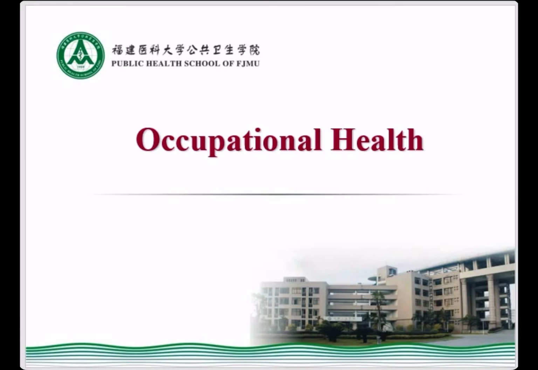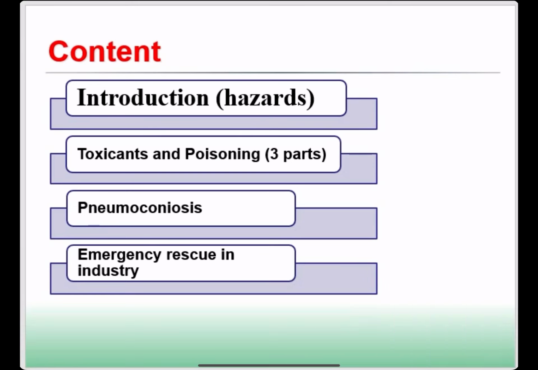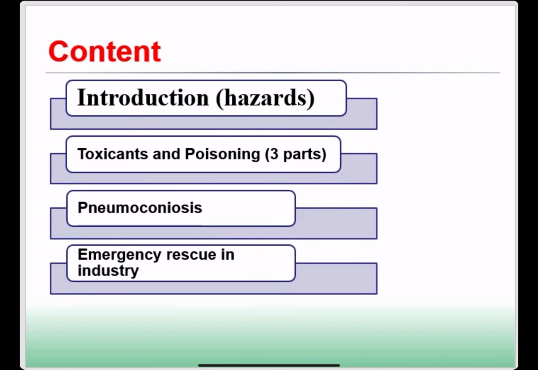Occupational health has 4 different parts. The first one, we'll talk about introduction. In this part, we will introduce what is occupational hygiene, what is occupational health, and what are occupational hazards. The second part, we will talk about toxicants and poisoning. The toxicants include heavy metals, for example, lead.